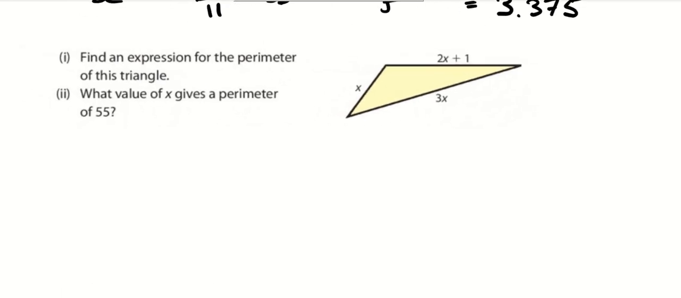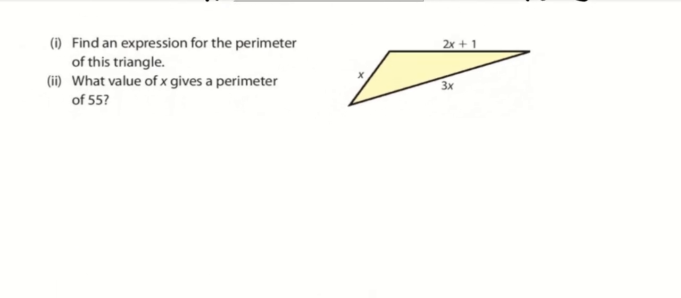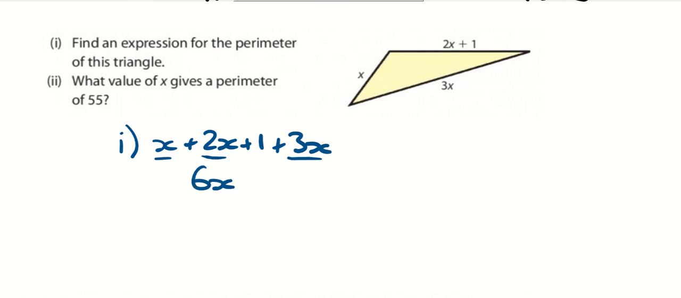Okay, have we got much more here? Okay, again, here's just the perimeter of a triangle. So if you want to try it yourself first, before I do it. So first is find an expression. Okay, so you've got x plus 2x plus 1 plus 3x. Simply add the like terms. 1, 2, 3, 4, 5, 6x plus 1. Okay, so I found an expression for the perimeter of the triangle.